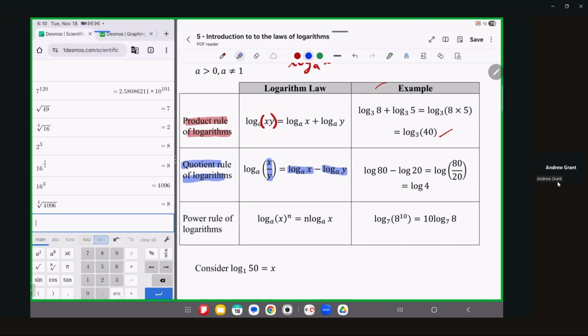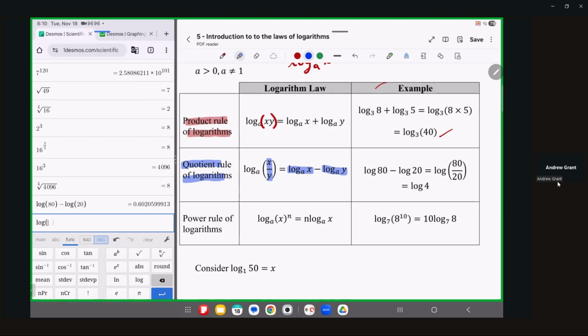So on my calculator here, let's go log. If I take log of 80 minus log of 20, you can see I get this 0.6 number. And if I type in log of 4, I get an identical number. So we can verify via a calculator that the laws of logarithms are holding.